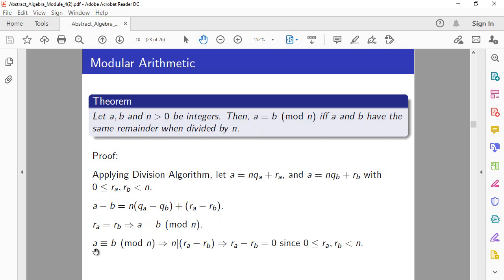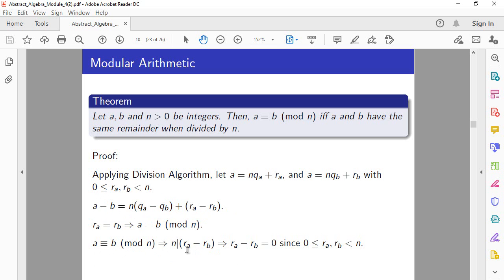On the other hand, I'm assuming that a is congruent to b mod n. Then n divides a minus b. Okay, let me say it again. If a is congruent to b mod n, then n divides a minus b. But n already divides this because it's a multiple of n. So n divides this, n divides this, and therefore n must divide this quantity here.